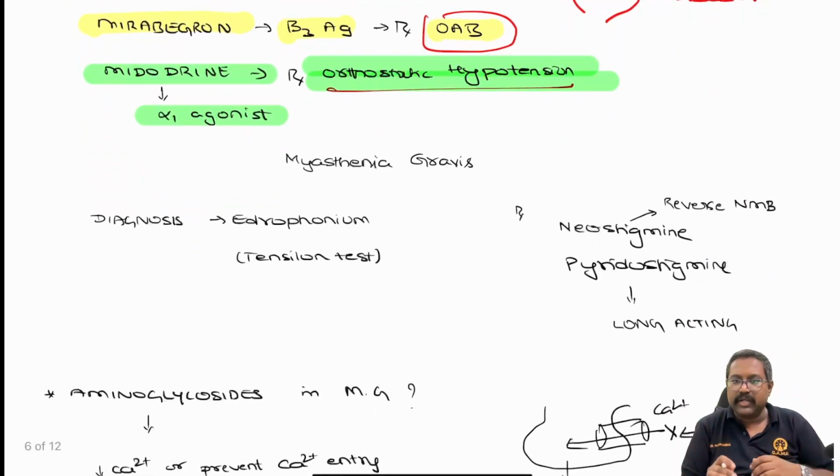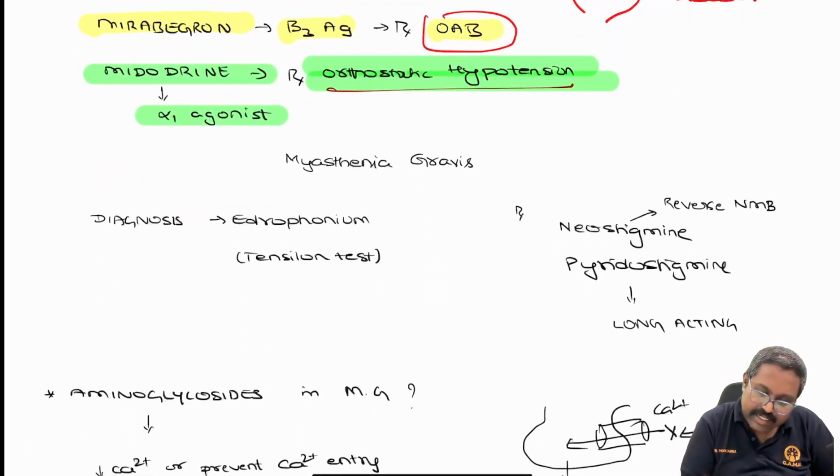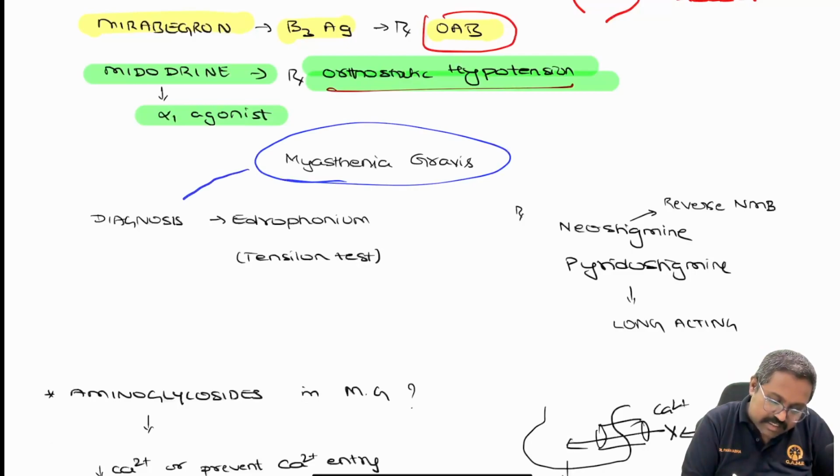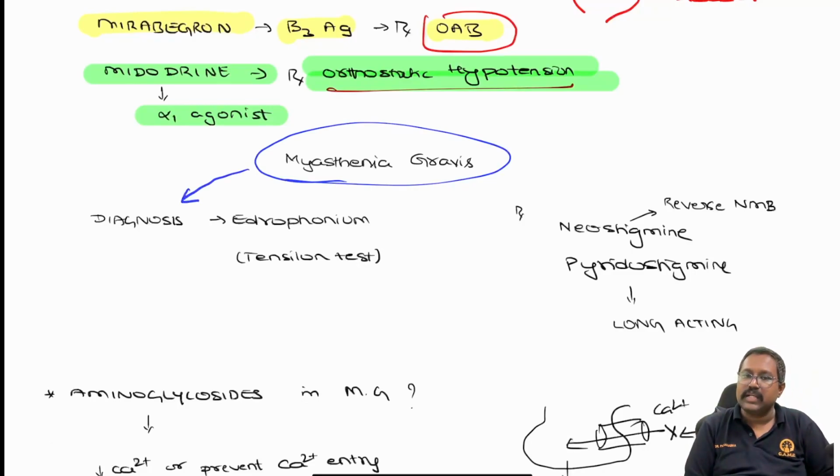Next, moving on to the very important condition, that is myasthenia gravis. In case of myasthenia gravis, what you need to remember is very important: how the diagnosis of myasthenia gravis is done in comparison with the cholinergic crisis.